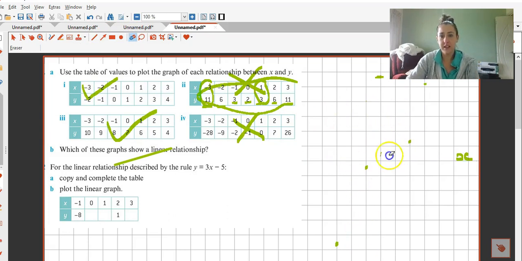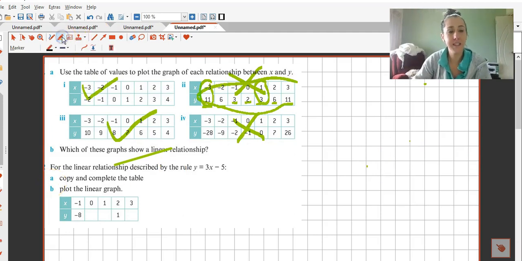Right. Start clean, start fresh. Don't forget you can put this on fast forward. Okay, this table, we've got a rule. It's given us a rule. It hasn't given us the full table of values.